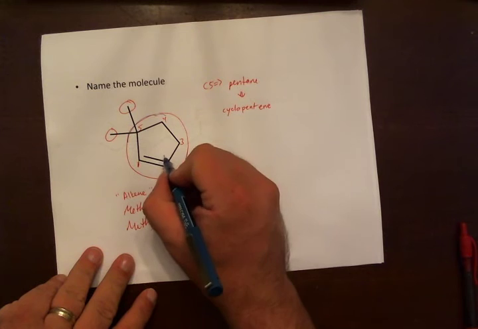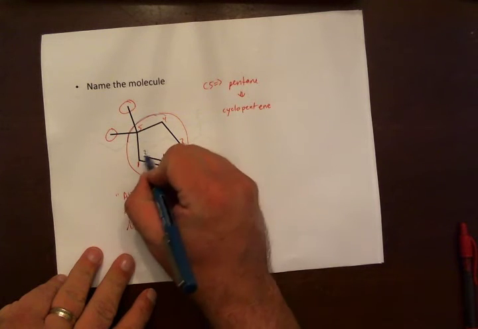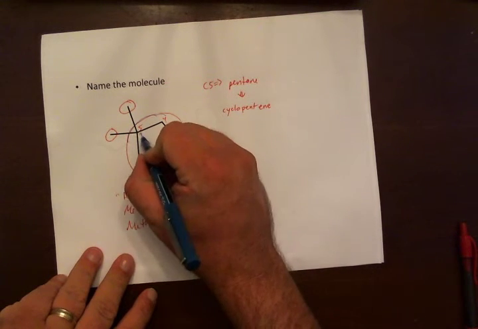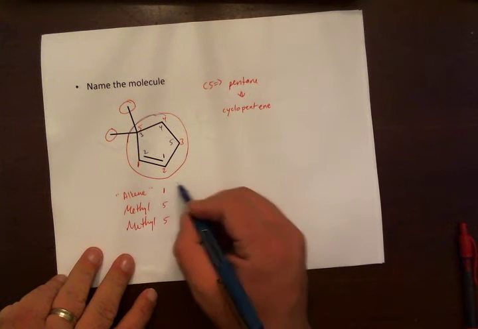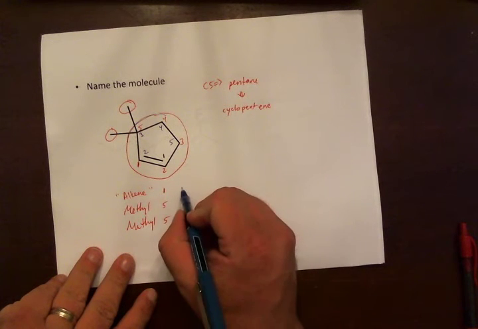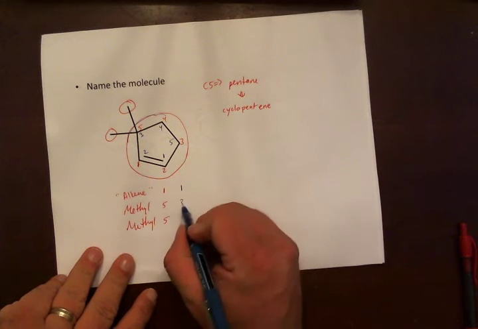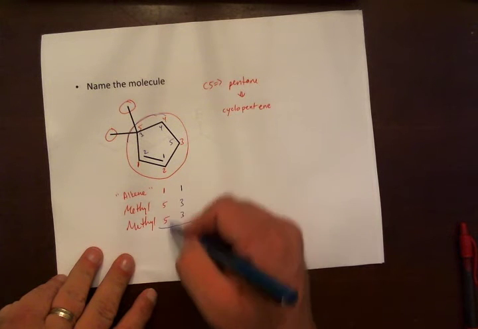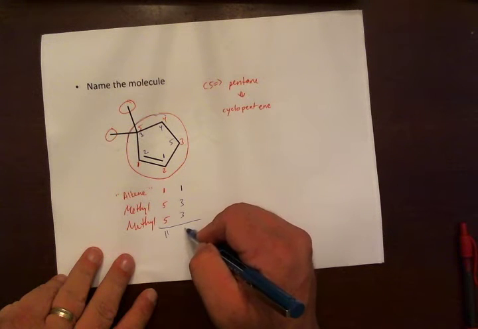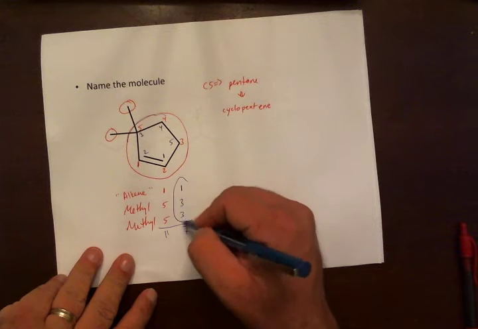Alternately, if we said that one is 1 and this one is 2, we keep going around: 3, 4, 5. So this would be at 1, but now it's 3, 3. We're going to add them up, 11 versus 7, so we're going to take those numbers there.